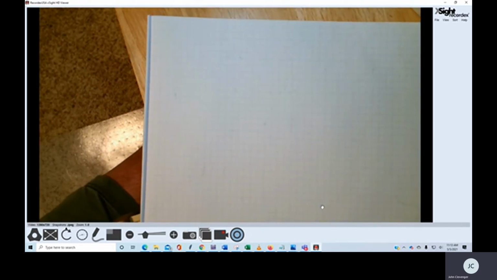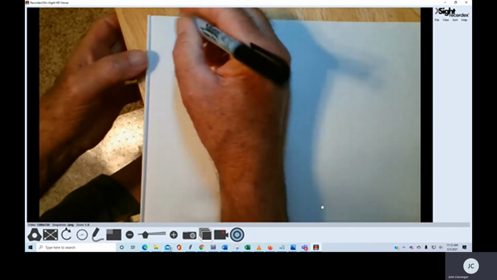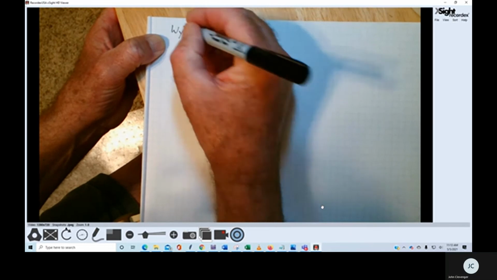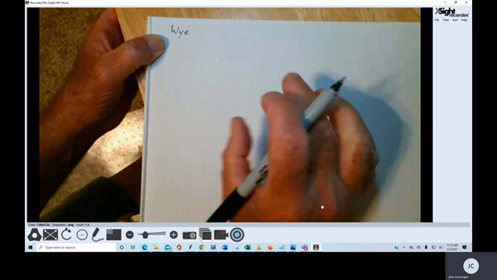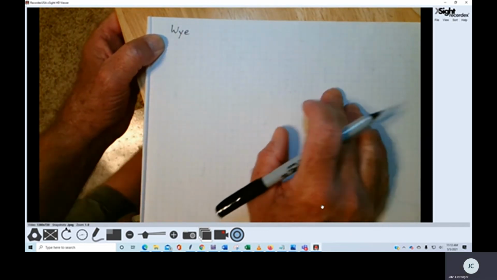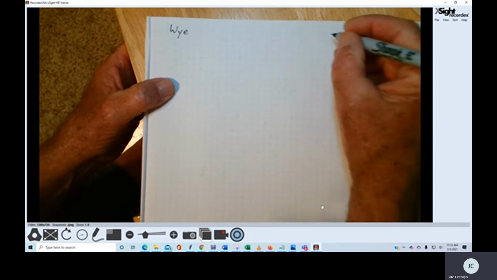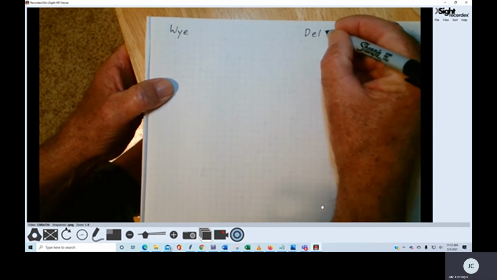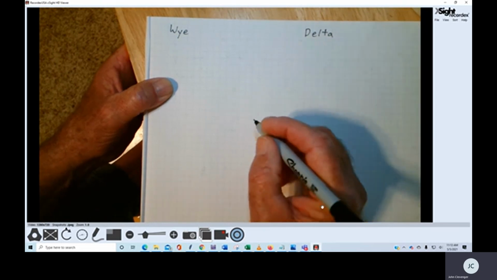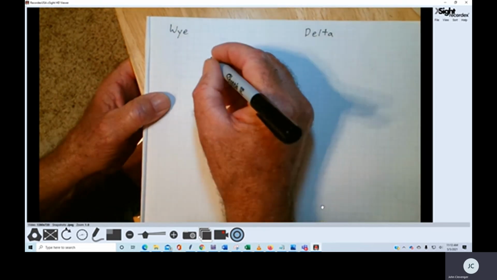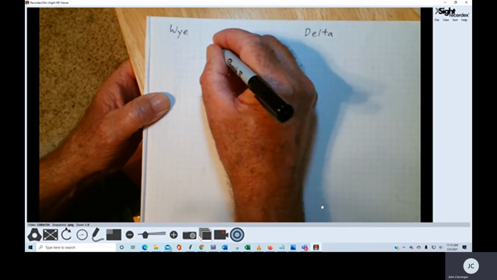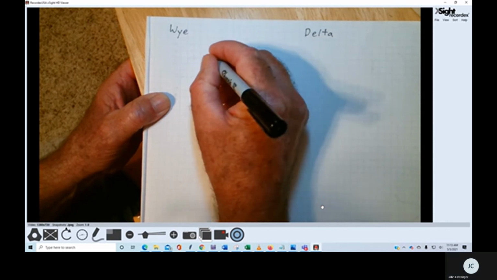Now, when these three phases of power come into our facility, two configurations can exist. One is called a Y, and one is called a delta. We'll look at the delta in just a second. Well, we can look at it right here. How about that?